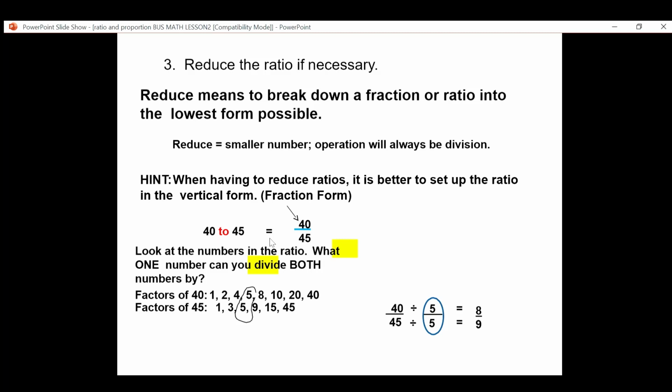And then look at the numbers in the ratios. What one number can you divide both numbers by? So we can get the factors. The factors of 40 are 1, 2, 4, 5, 8, 10, 20, and 40. And the factors of 45 are 1, 3, 5, 9, 15, and 45.